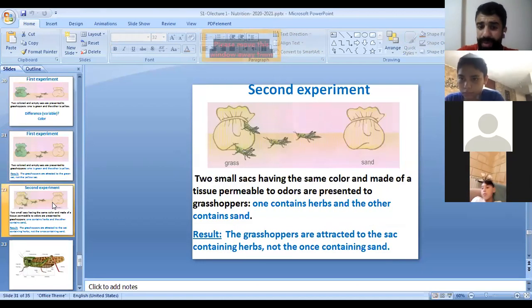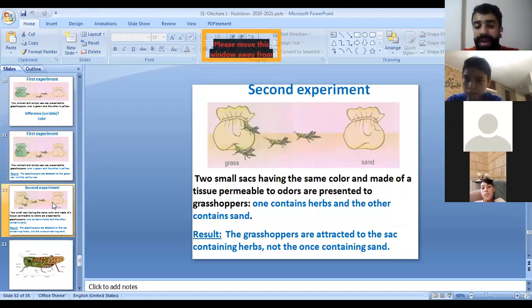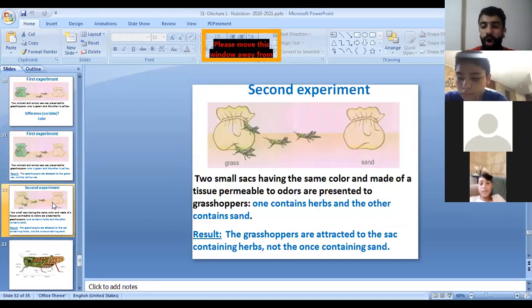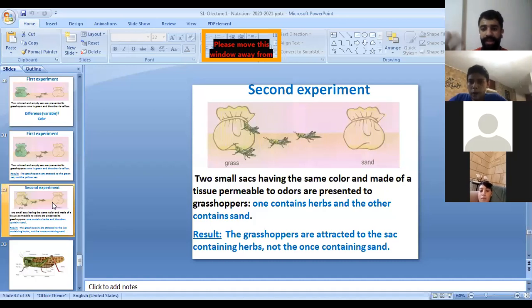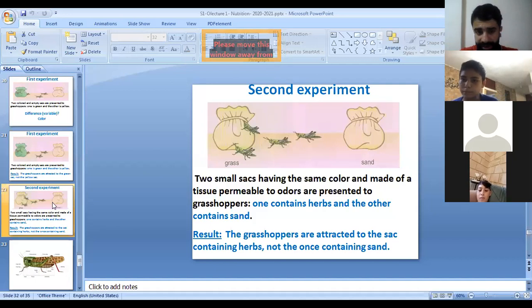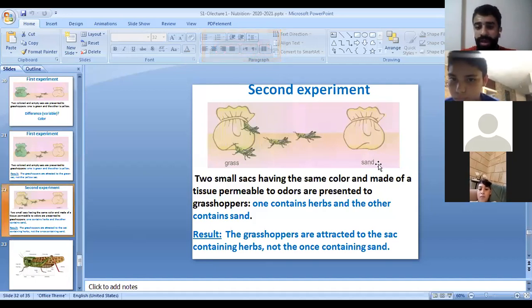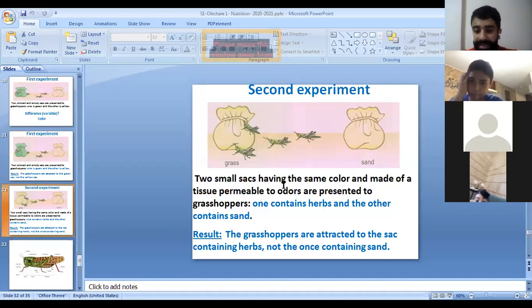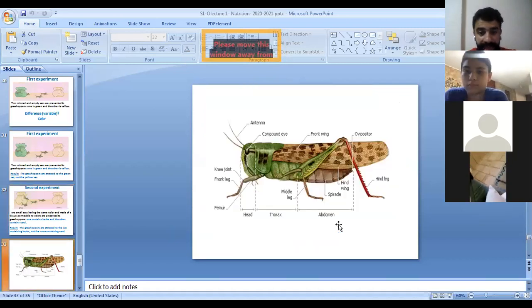The second experiment: two small sacks having the same color, made of a tissue permeable to odors, meaning that it allows the odor to go through the sac. So we can smell what's inside the sac. One contains herbs, grass, and the second contains sand. What does the grasshopper do? The grasshopper moves toward the one containing the herbs or grass, and not the one containing the sand.